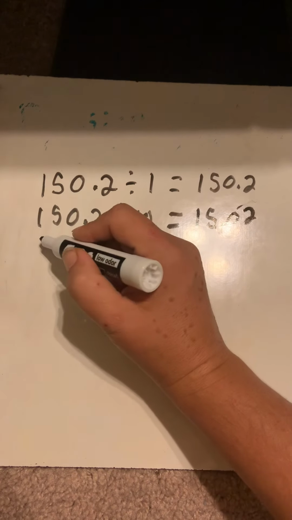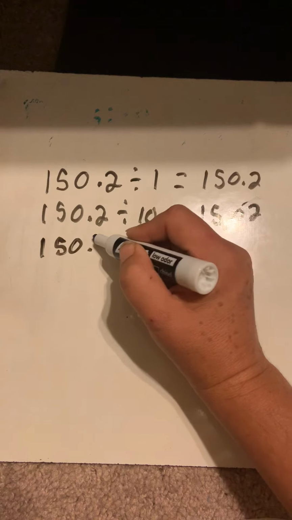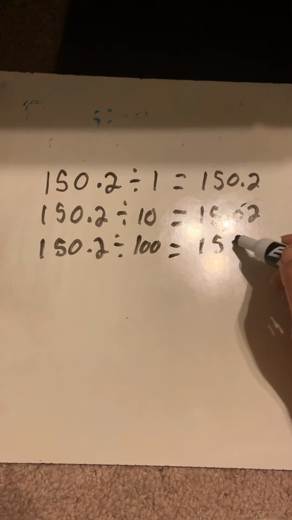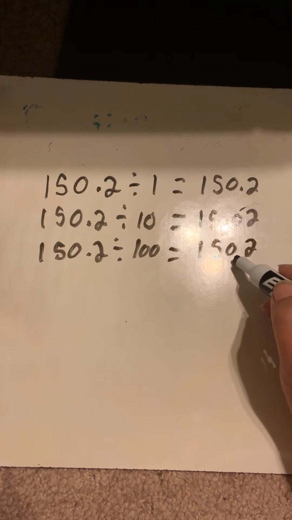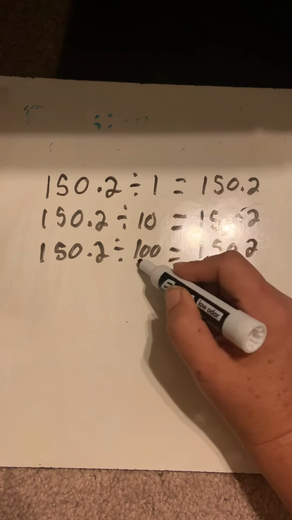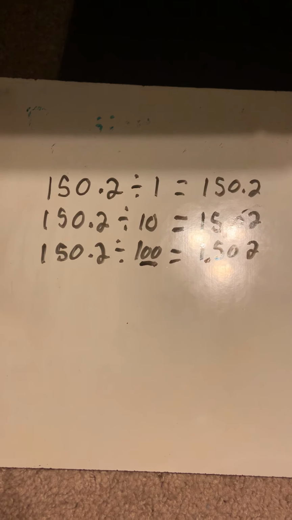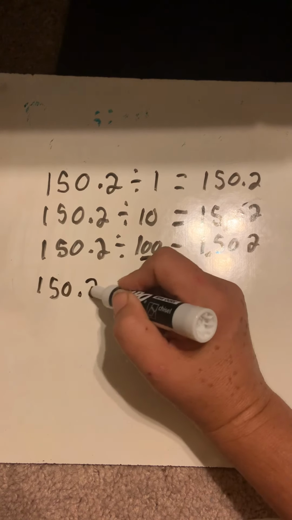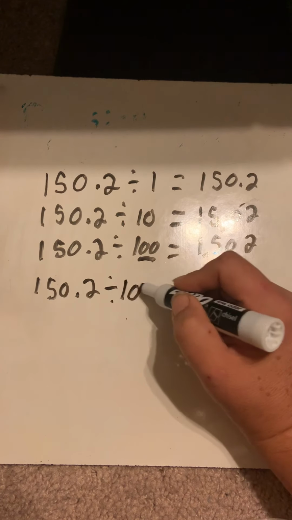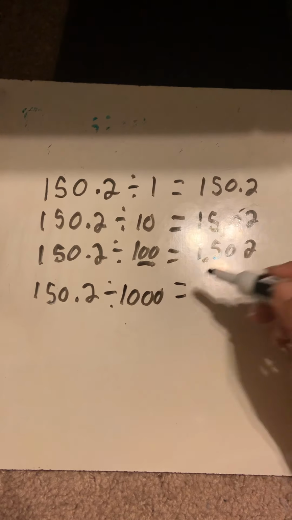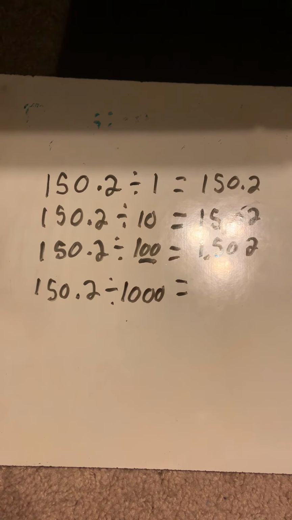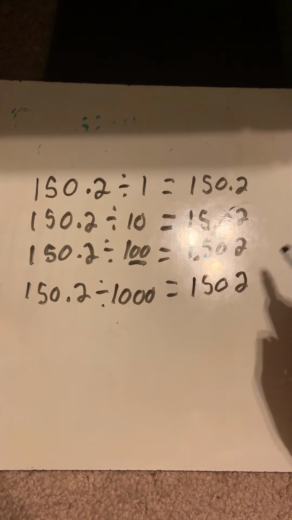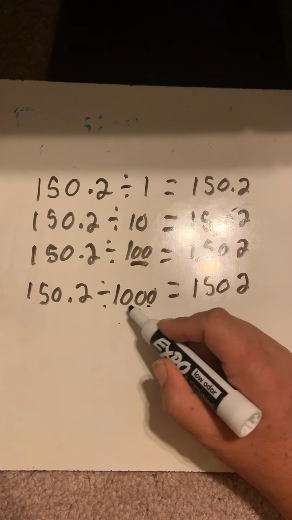All right. 150 2/10. This time I'm going to divide it by 100. It was here. I need to shift it 2 spots over. 2 zeros, shift it 2 spots over. 150 2/10 divided by 1,000. I'll give you a second to think about that. All right. It was here. I'm going to shift it 1, 2, 3 times.